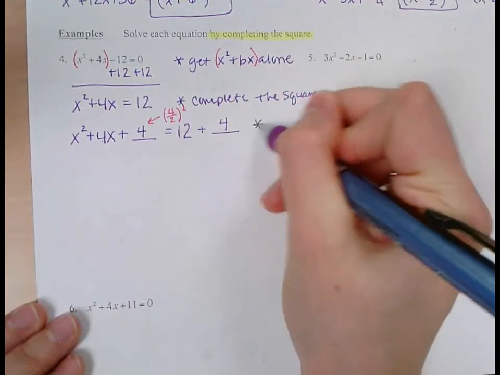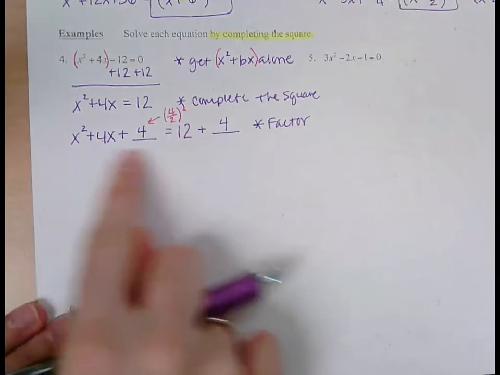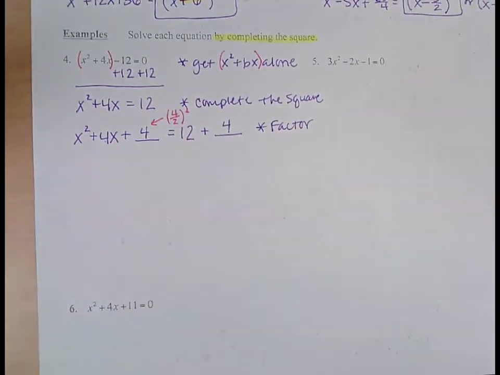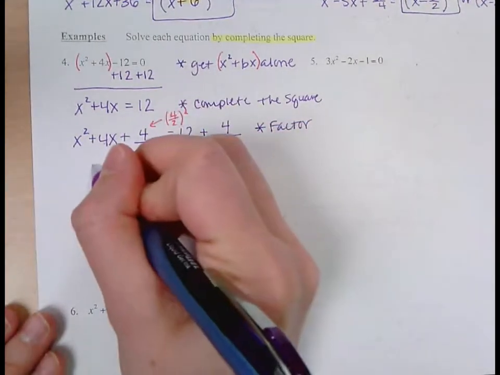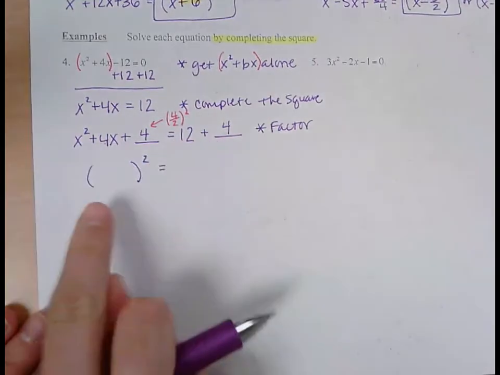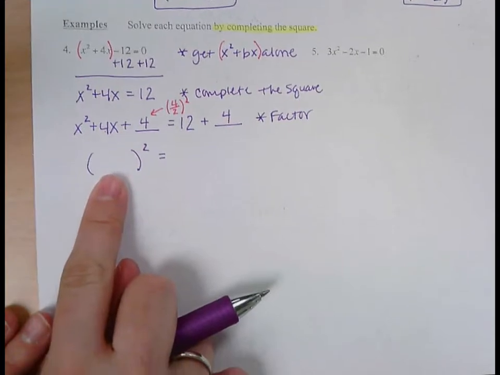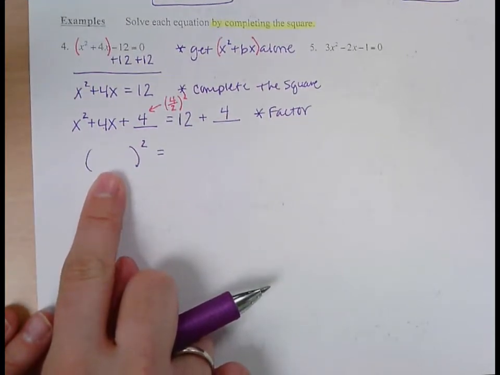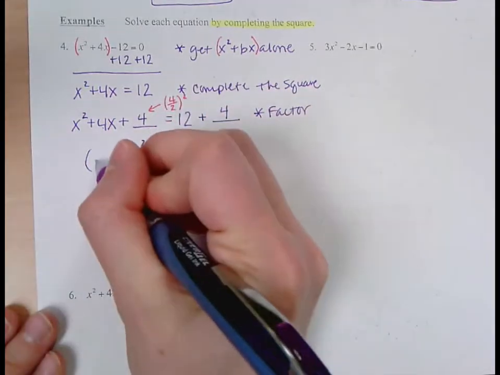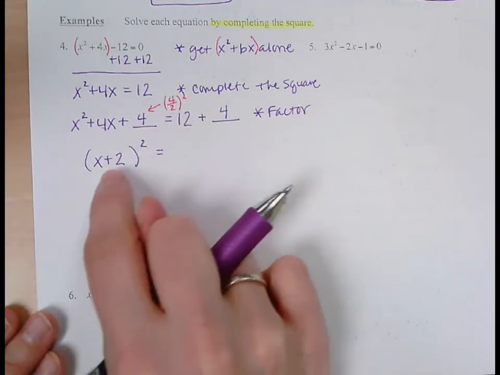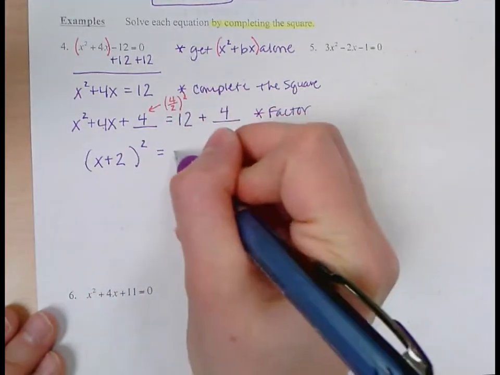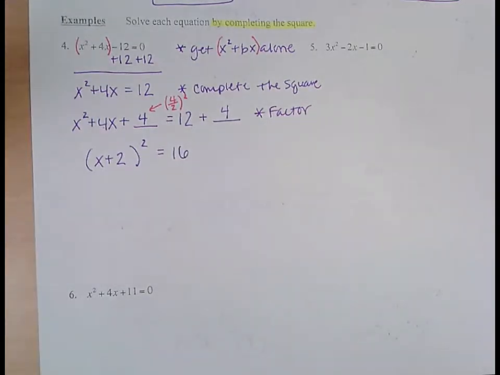After you complete the square, then you factor the left side. So now this problem is like examples 1 and 2. I have a perfect square trinomial on the left side. I want to factor it as a quantity squared so I can use the square root property. Since this is a perfect square trinomial, it will factor to be a quantity squared. What quantity goes inside here? What will this be? x plus 2. The plus 2 again is your b divided by 2. It's also the square root of 4. And then I have just 16 if I combine 12 and 4 on the right side.